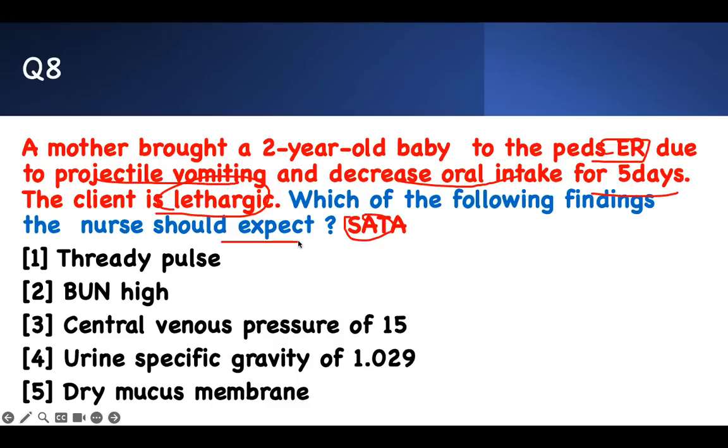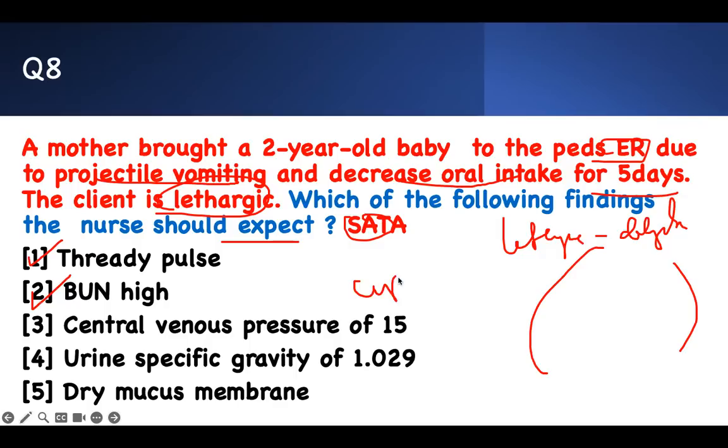That is your buzzword. A lethargic patient due to dehydration means I should see signs of dehydration. That's all. Thready pulse, excellent. When you're dehydrated, your BUN goes up. Your central venous pressure, CVP, normal is 2 to 8.